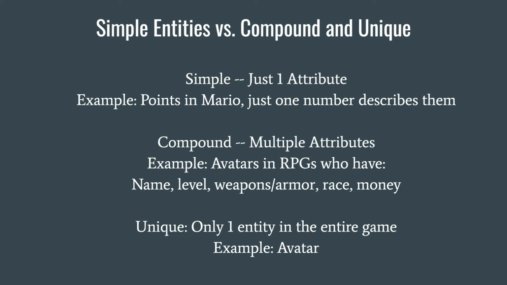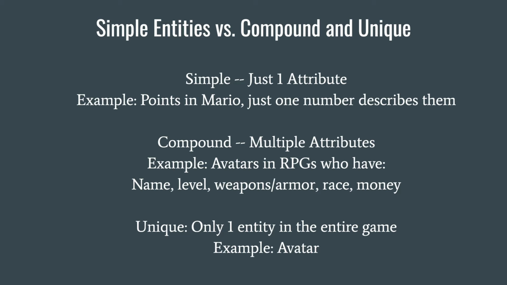A compound entity then is what the vast majority of your entities are going to be in your game. They have multiple attributes, right? So you have your avatars in RPGs, who have a name, right? That's an attribute. The name itself serves as an entity. The level they're currently on, that's another entity. And remember, the level is made up of experience points, and so you have a compound with multiple attributes, but then even the attributes themselves have attributes, because attributes themselves are entities that describe another entity.